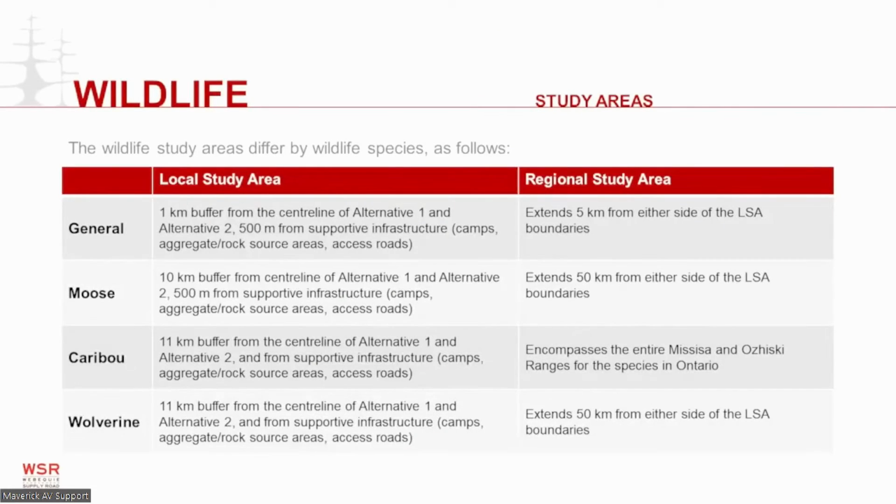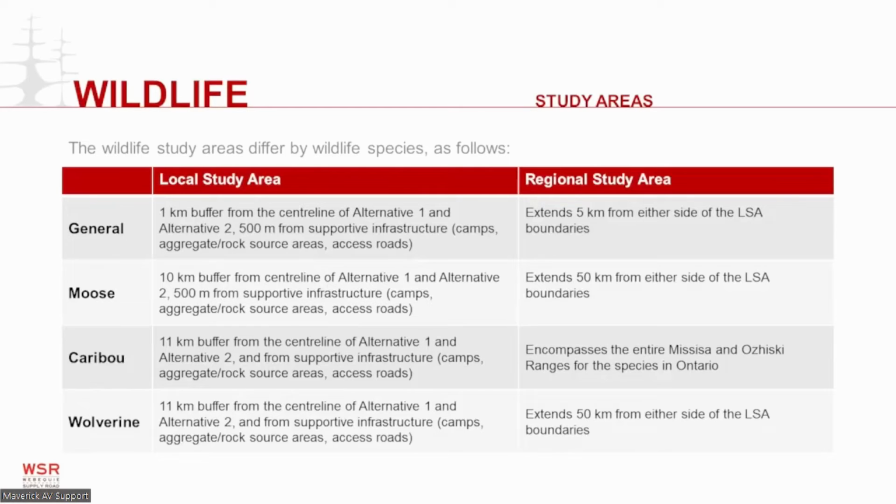So let's look at study areas for wildlife. The general or local study area would be a 1 kilometer buffer, as I mentioned before, from the center line of the alternatives, and 500 meters from what we call supportive infrastructure. So these are things other than the road that are required as part of the construction or operation of the project. These might be camps or aggregate or rock source areas or access roads.